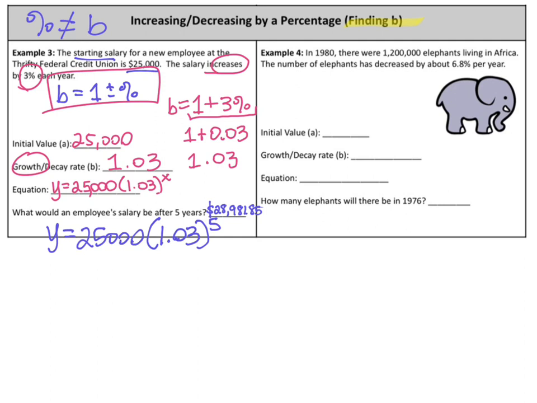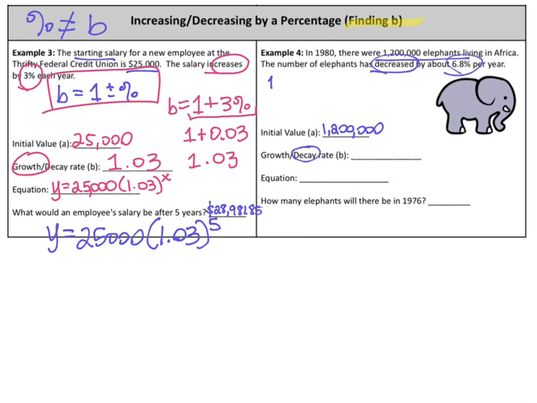Talking about my favorite animal here, in 1980, there were 1,200,000 elephants living in Africa. The number of elephants has decreased by about 6.8% per year. So in 1980, there were how many elephants? 1,200,000. So that is our initial value. That's how many elephants we started with. And the growth or decay rate. It says it's decreasing by about 6.8%. So that's going to be a decay rate.